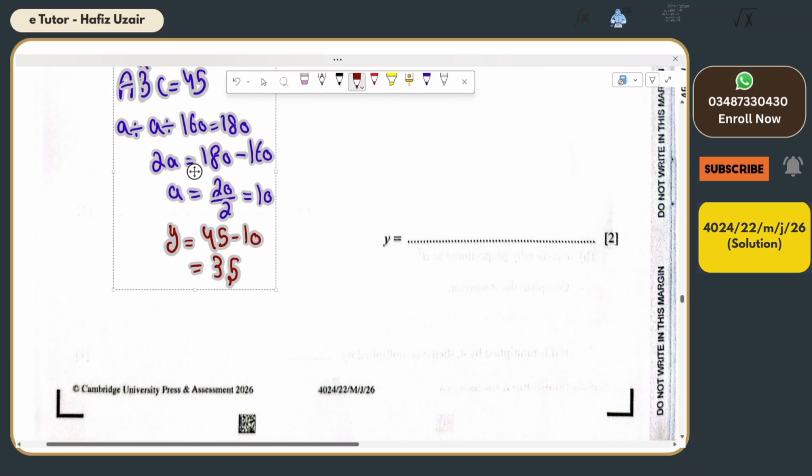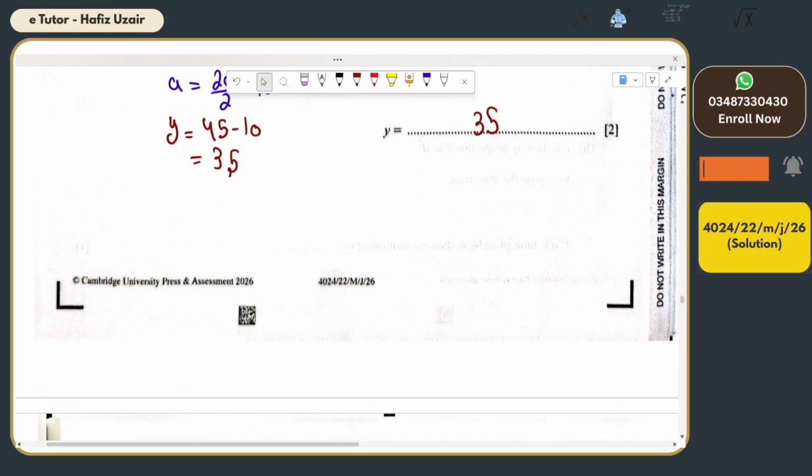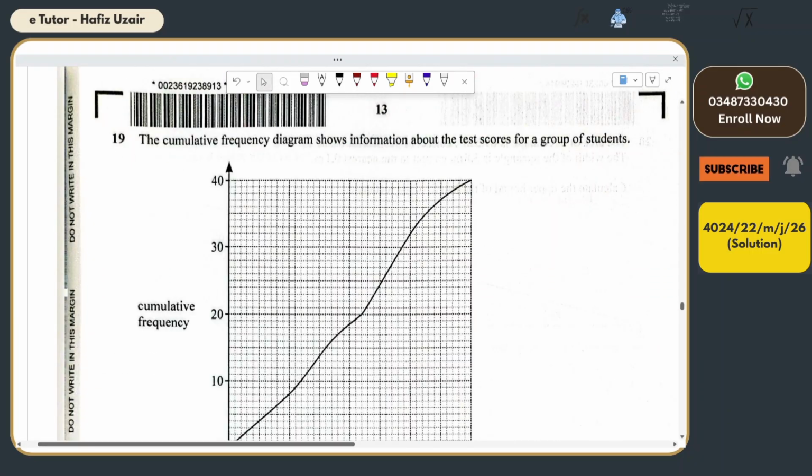Alright, so you can write 35 over here as your answer. Hopefully you understand this question. Okay, let's start with question number 19.